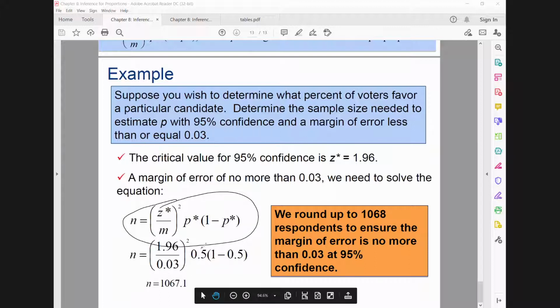And finally, once we have an idea about P, or at least an approximation of P, we can use it. If not, we take P star equal to 0.5 without any problem. This is all, and in this case we have everything requested: M equals 0.03 with 95% confidence, then we take n equal to 1068. Of course, we have to round up.